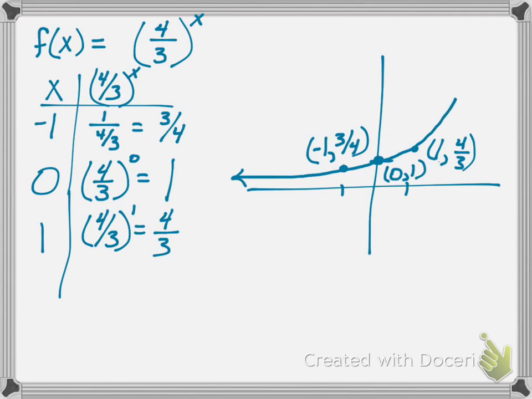Notice that our graph is increasing from left to right, and that's because my base, b equals 4/3, is bigger than 1. And y equals 0 is our horizontal asymptote. Anytime you are asked to graph an exponential function, this would be the starting point. What are the points? 3 points that it passes through, and what is the horizontal asymptote?